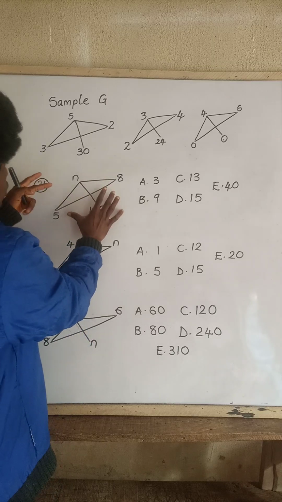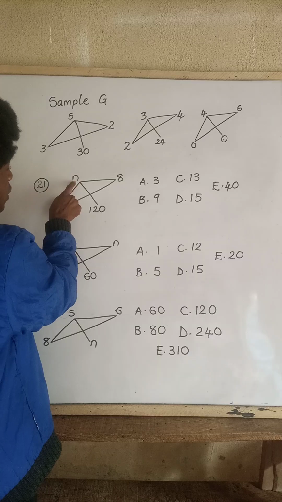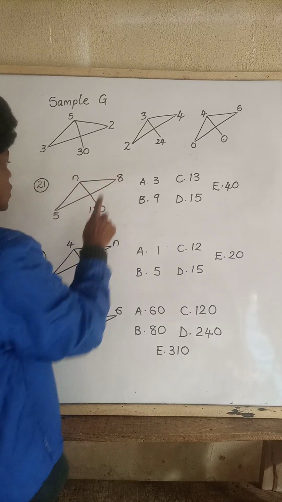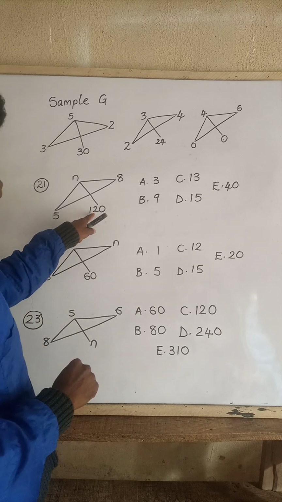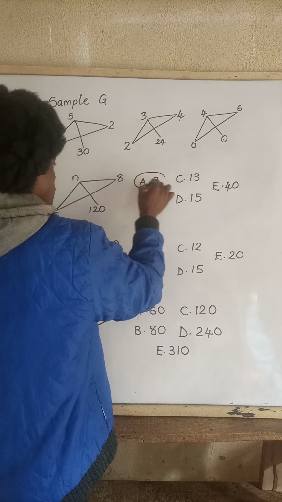Now, let's use that concept to solve question number 21 to 23. In this very question number 21, we are looking for the value that will be here. So what I will do now is 5 times 8, it will give us 40. 120 divided by 40 will give us 3, which is option A.